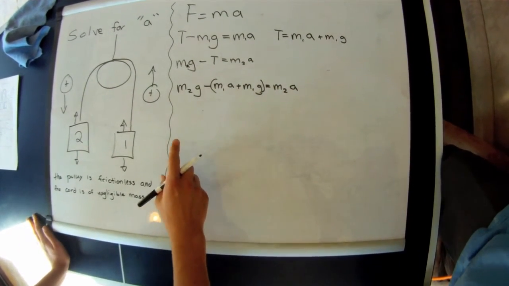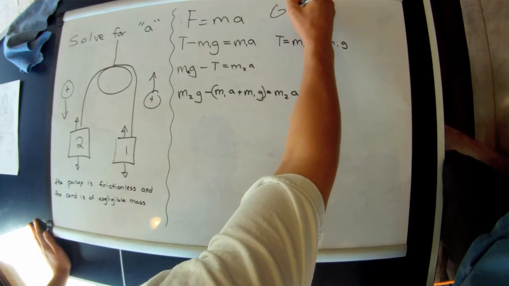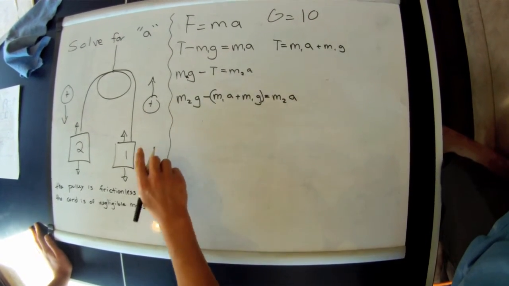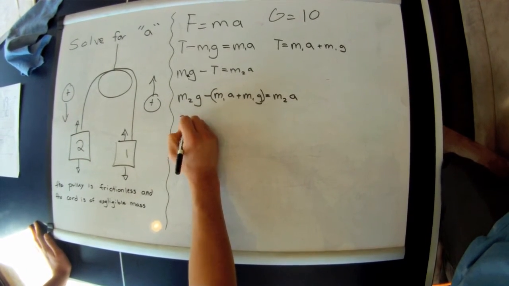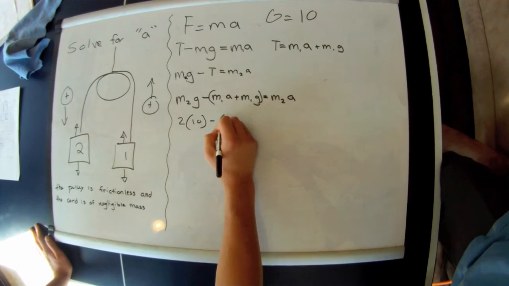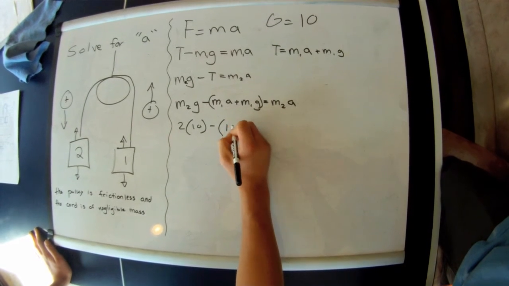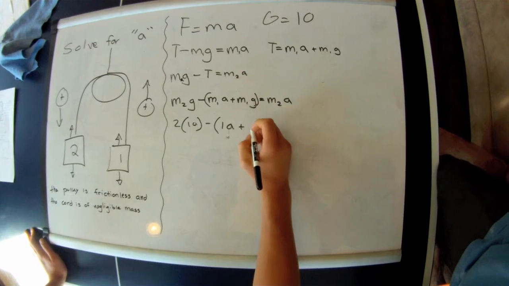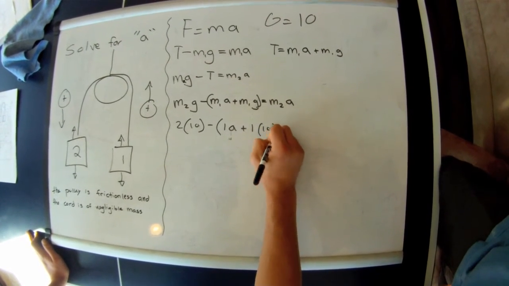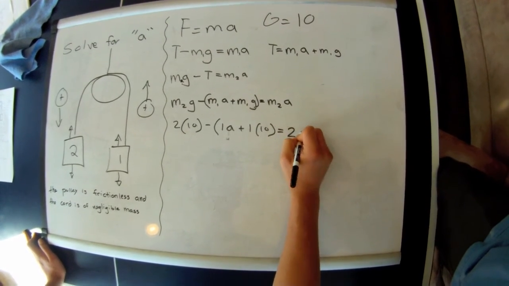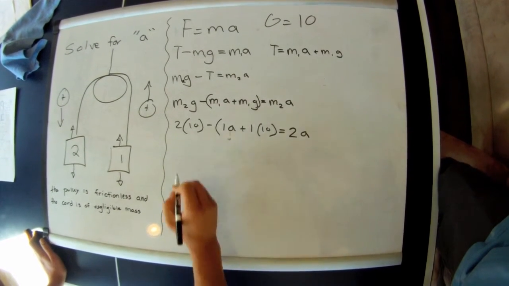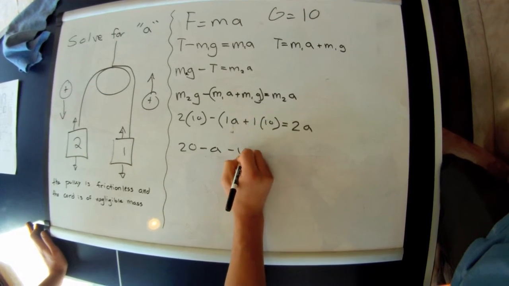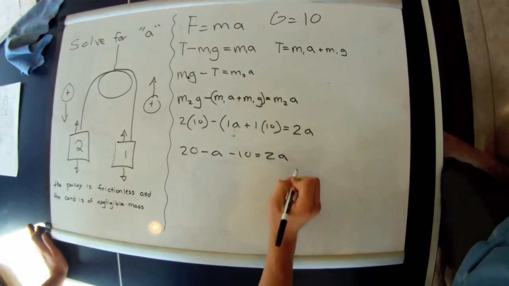And when you plug in the variables, we're assuming g is equal to 10 for simplicity. You plug this in, m2 is 2 times 10 minus m1 is 1 times, that's the acceleration, plus 1 times 10 is equal to 2 times a. So when you simplify that, you get 20 minus a minus 10 is equal to 2a.